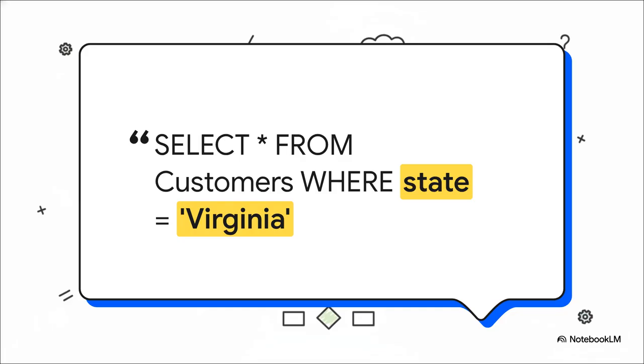We only want specific ones. That's where the where clause comes in. It's a filter. It narrows things down. Here we're adding where the state is Virginia. So the whole request is select this information from this table, but only where this condition is true. See? It's like building a sentence.